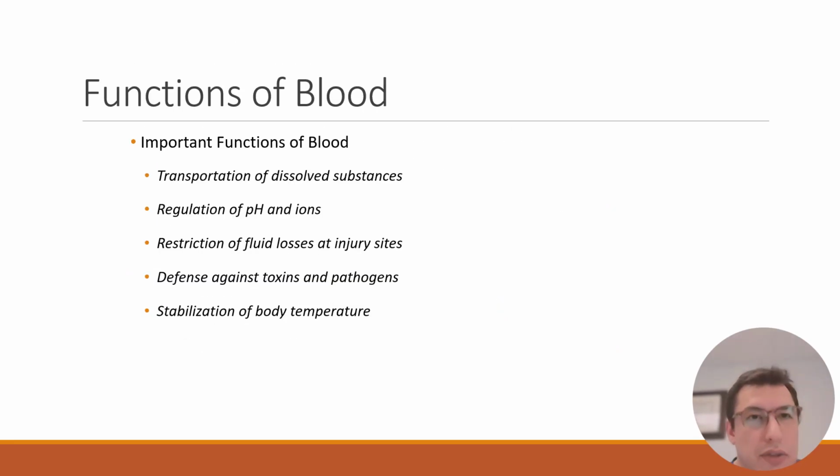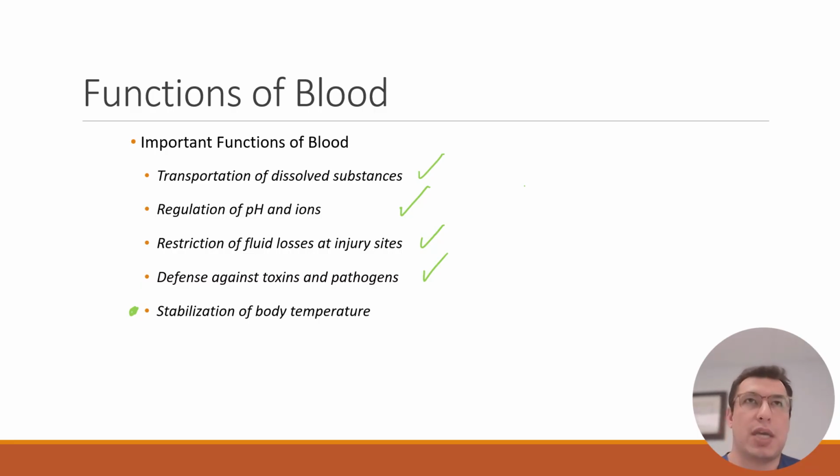So to summarize, what are the functions of blood? First, to transport dissolved substances, such as oxygen, carbon dioxide, and metabolic waste. There are proteins within blood that help regulate pH. There are also ions that are important for the functioning of your body. There is the restriction of fluid losses at injury sites, through blood clotting and platelets. White blood cells play a huge role against toxins and pathogens. And lastly, you should know that the blood runs slightly higher than body temperature.